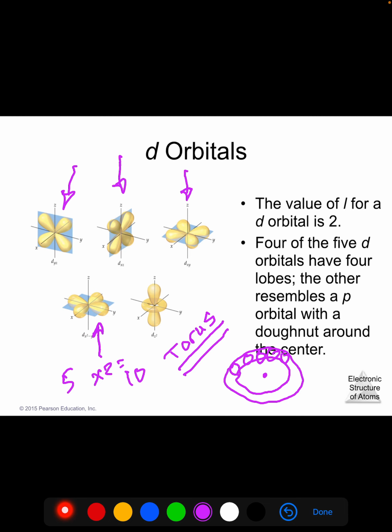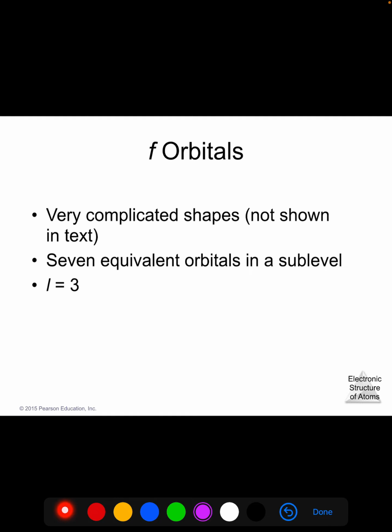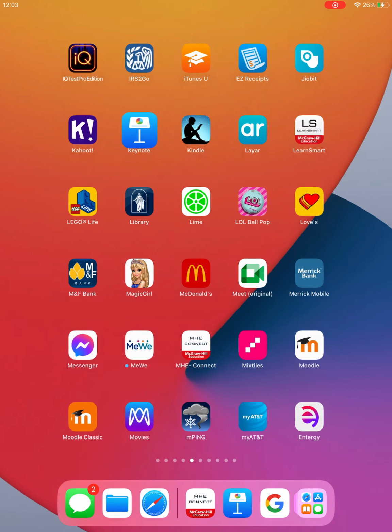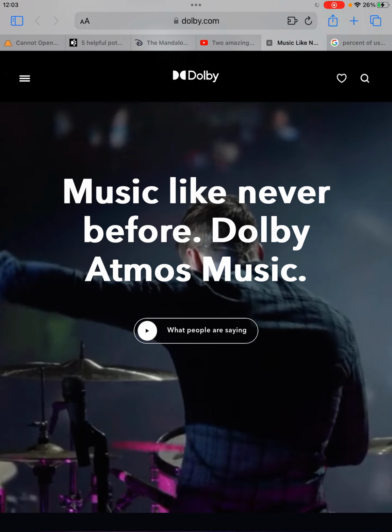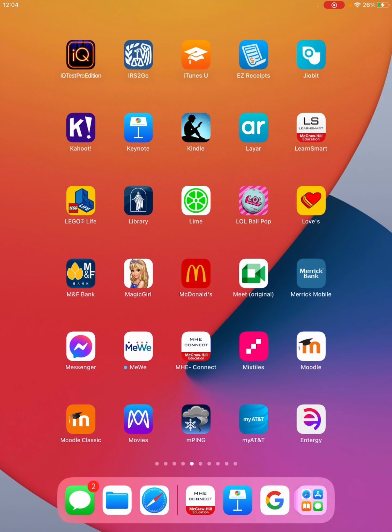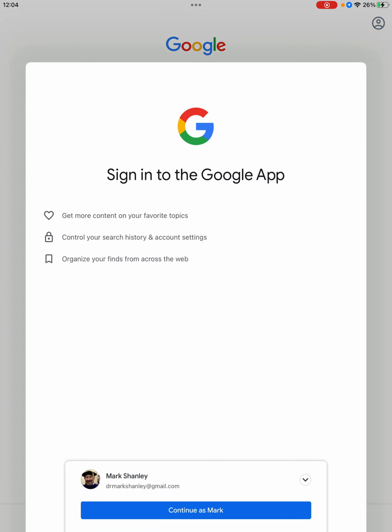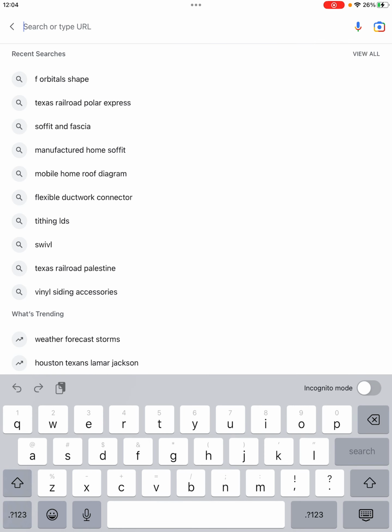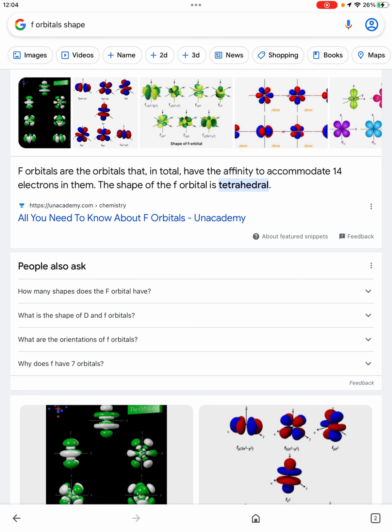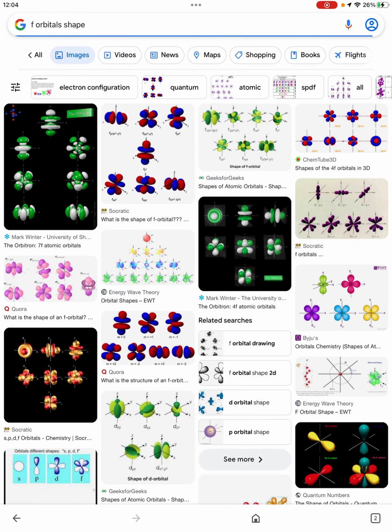Those are the 5 d orbitals. And then they say they're very complicated. The f orbitals are not shown. They are not that complicated. I'm not sure I am hooked up right now, but I did have the d orbitals. Oops, it's not letting me go back. Here are the f orbital shapes.